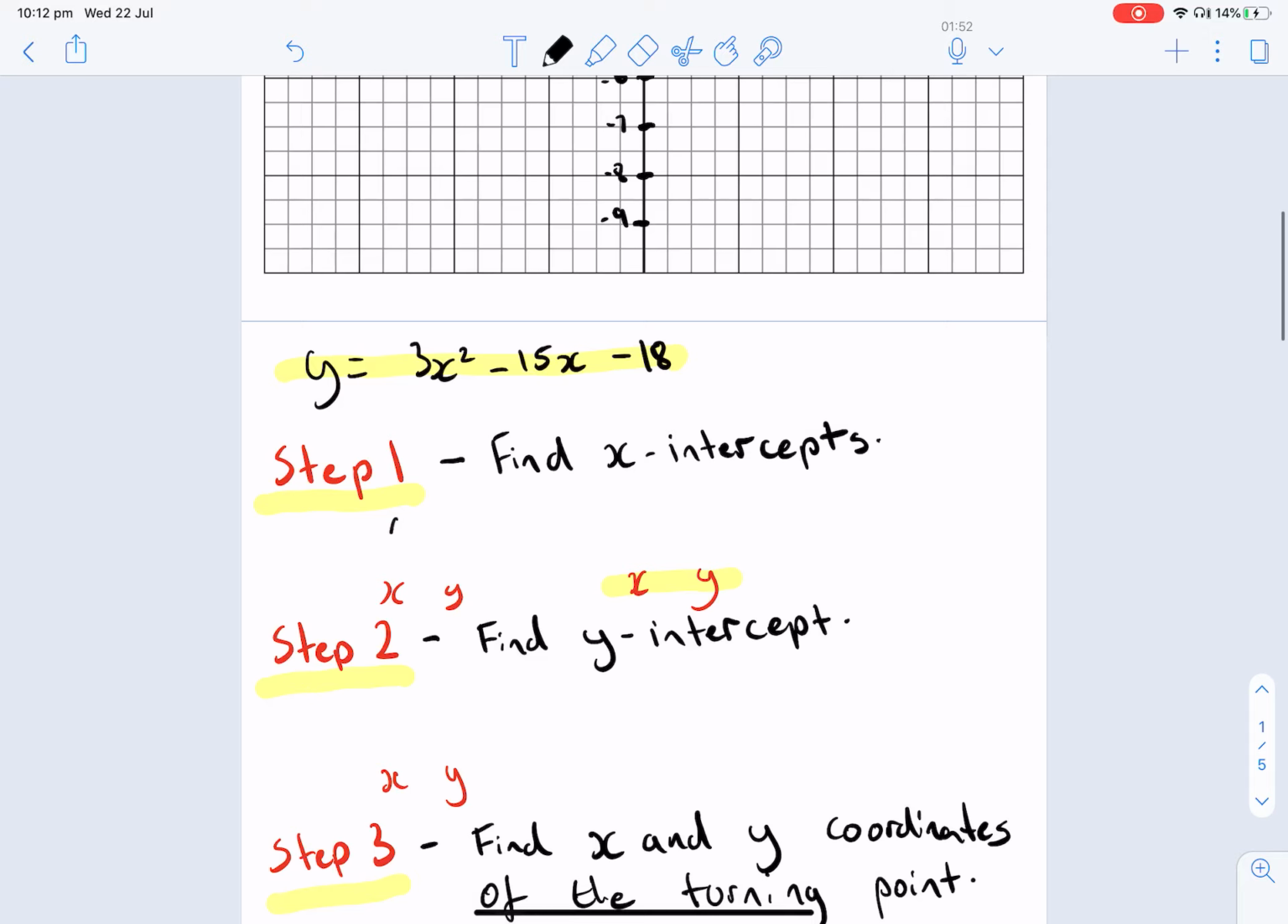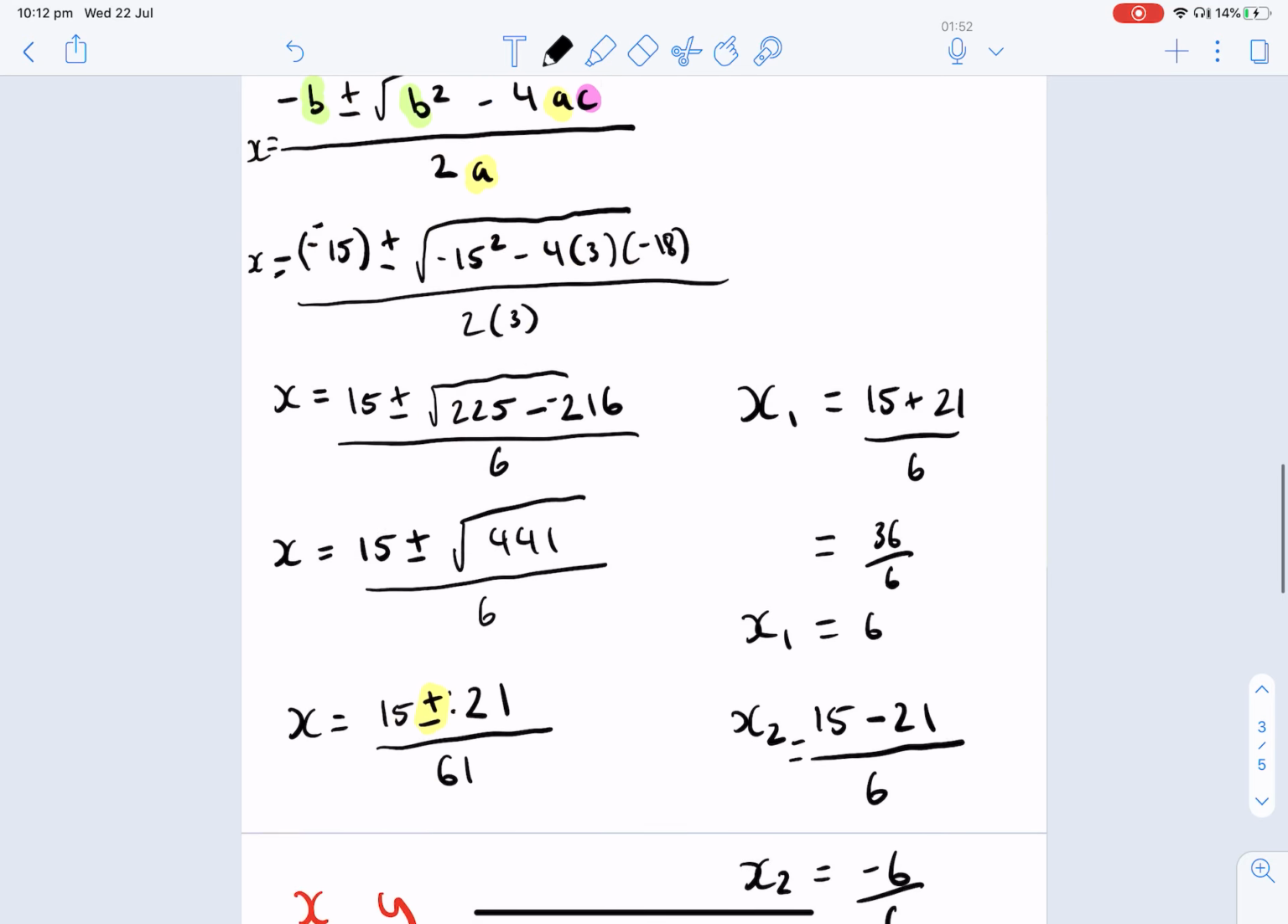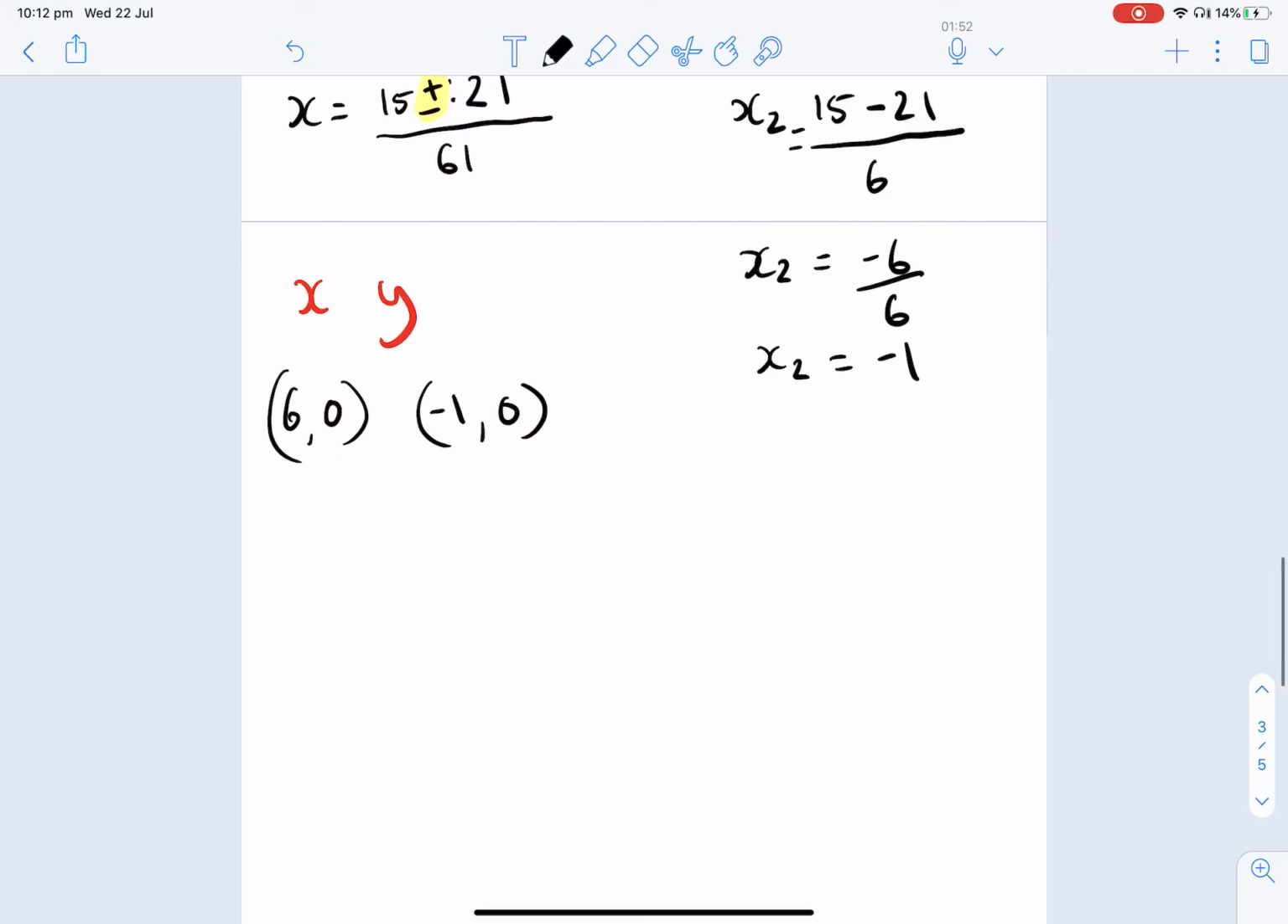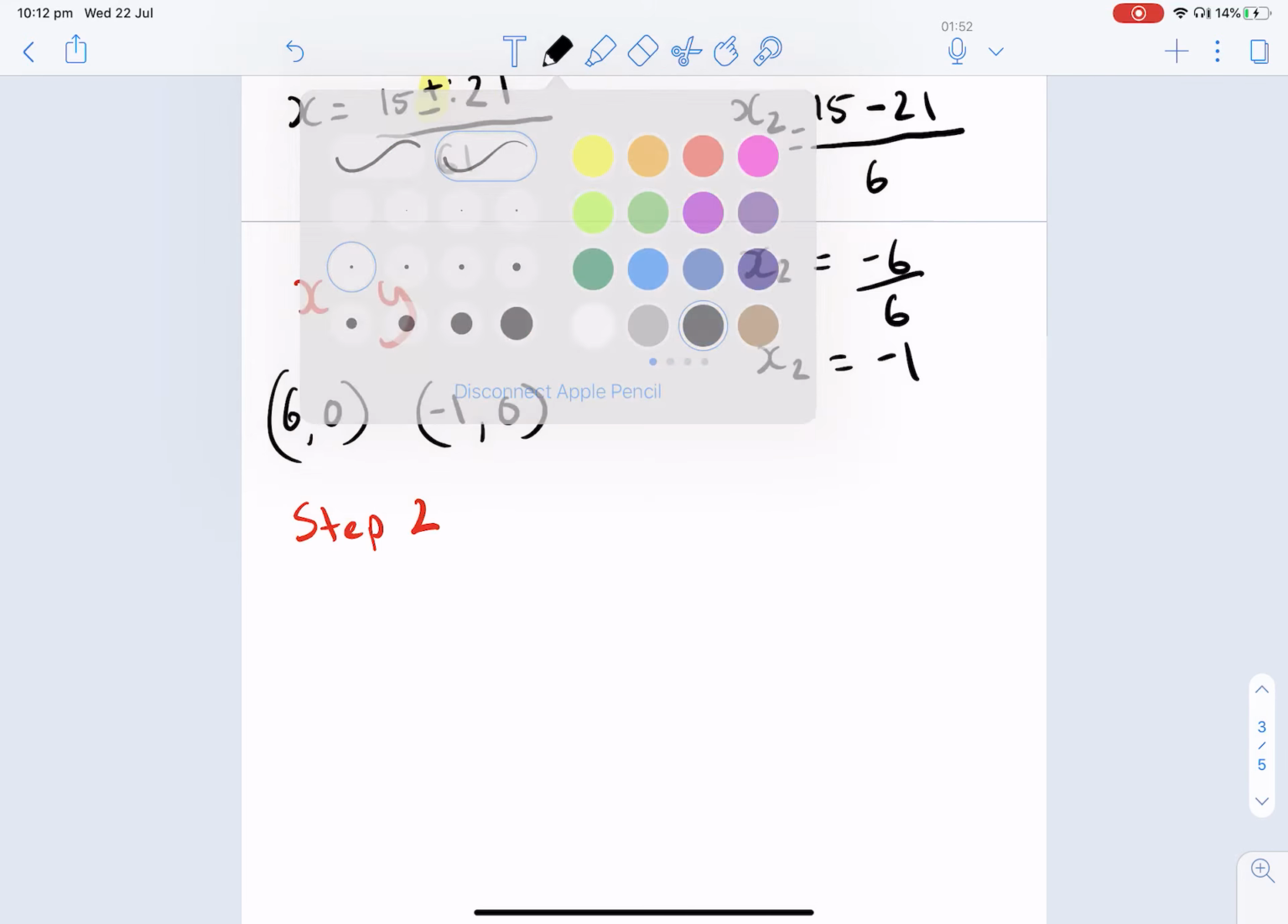So let's put these up there. We've got 6 and 0. We've got negative 1 and 0. And that is how we complete step 1. Next step, step 2, which is finding our y-intercept.